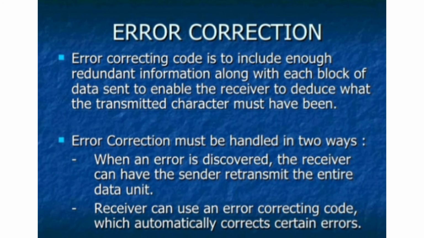Error correction. The error correcting code is to include enough redundant information along with each block of data sent to enable the receiver to deduce what the transmitted character must have been. Error correction can be handled in two ways. When an error is discovered, the receiver can have the sender retransmit the entire data unit. Or the receiver can use an error correcting code, which automatically corrects certain errors.